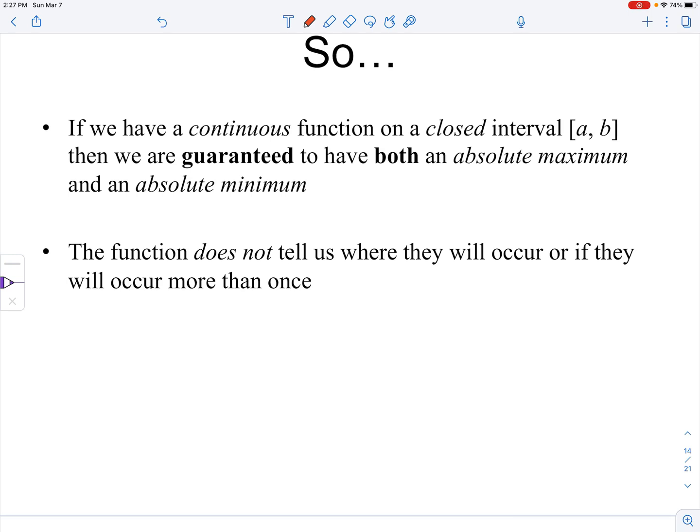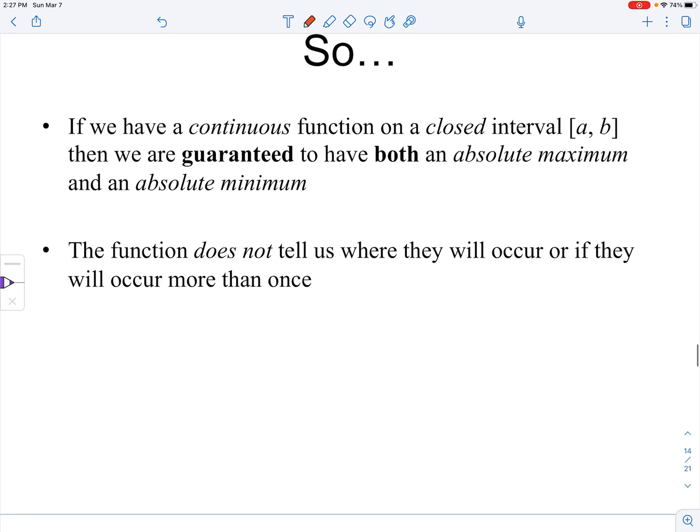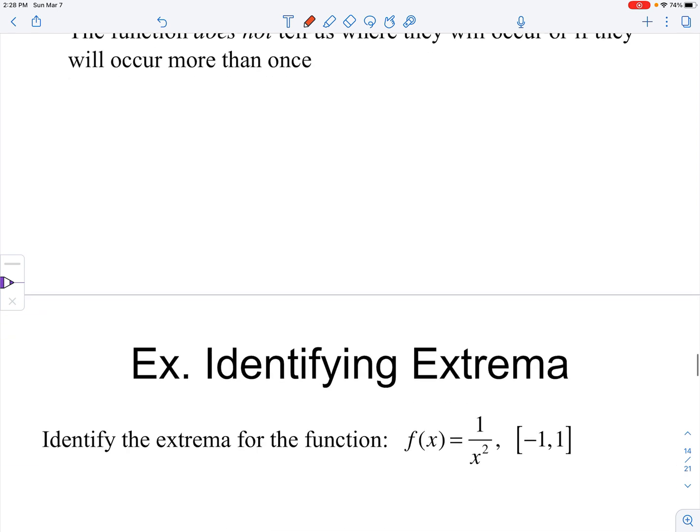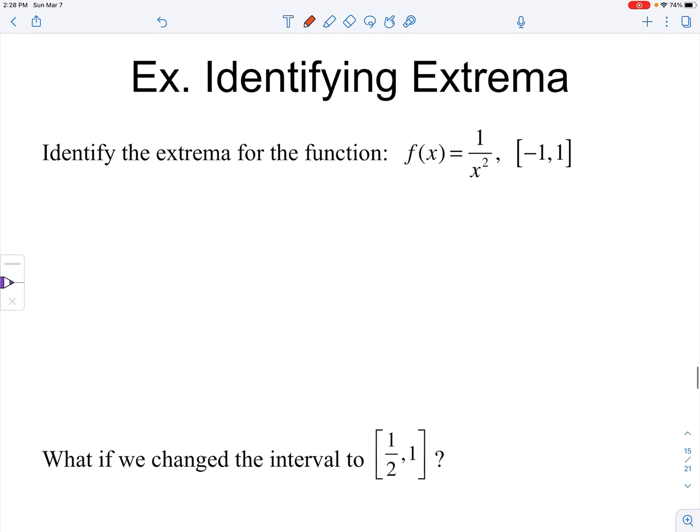So if we have a continuous function on a closed interval, we're guaranteed to have both an absolute max and min. The theorem does not tell us where they will occur though, or if they will occur more than once, at multiple points. The extreme value theorem doesn't tell us where they happen. I just pointed out that sometimes it was in between A and B and sometimes it was at an endpoint.